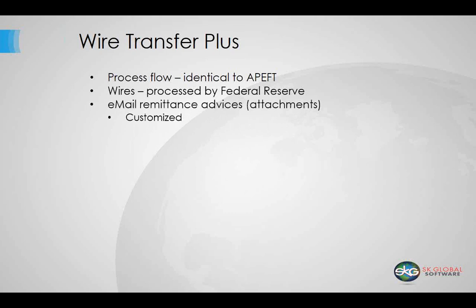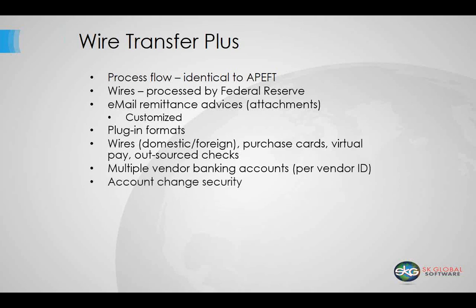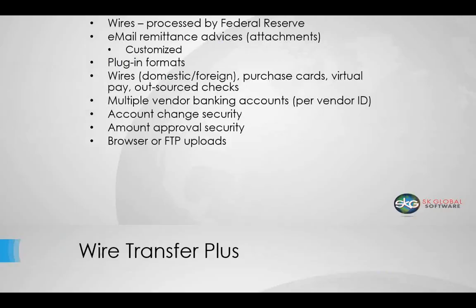Again, exactly like APFT, we have email remittance advice and attachments. Can be customized, all identical. The formats are absolutely plug-in. We do formats all the time. If we create a format, we just run a SQL script that's now in the system and you're ready to use it. As I mentioned, all different kinds of transaction types are possible depending on your requirements. Just as with APFT, you can have multiple bank accounts per vendor. So a vendor can have multiple banking affiliations and want their money sent to different banks. Account change security, as we mentioned, is the same as before. Account approval, browser FTP uploads as well.